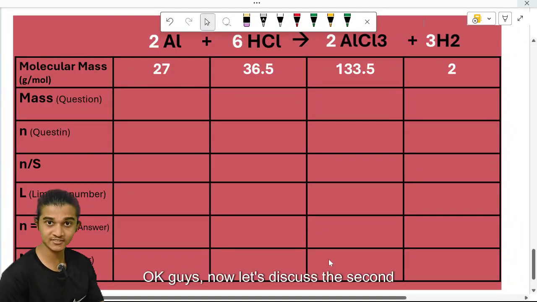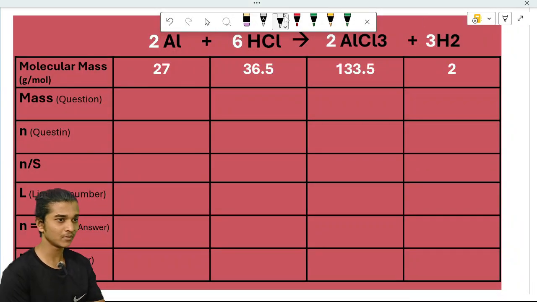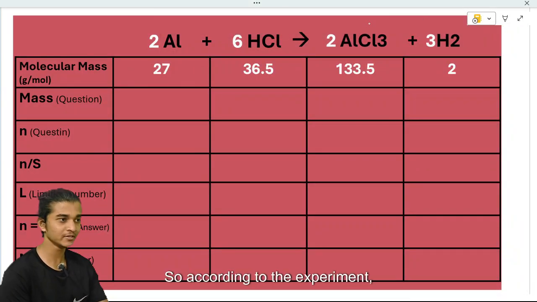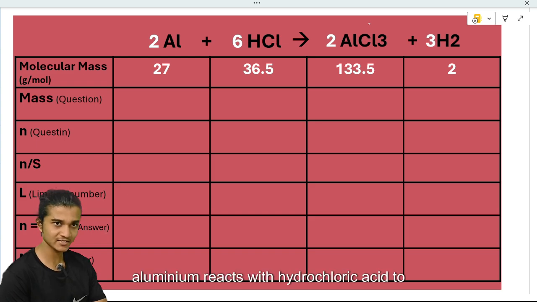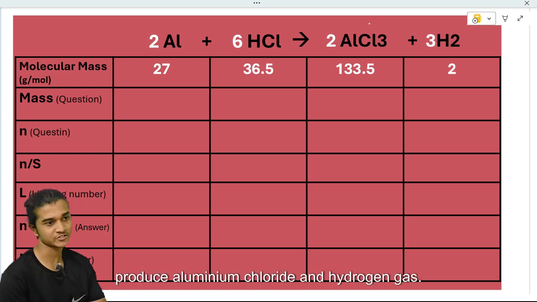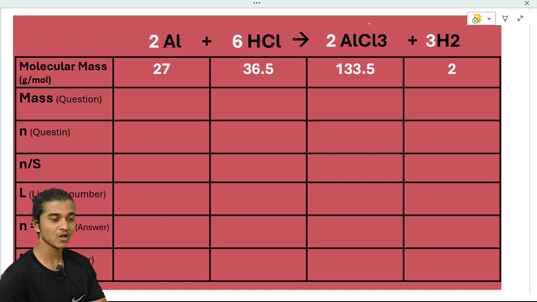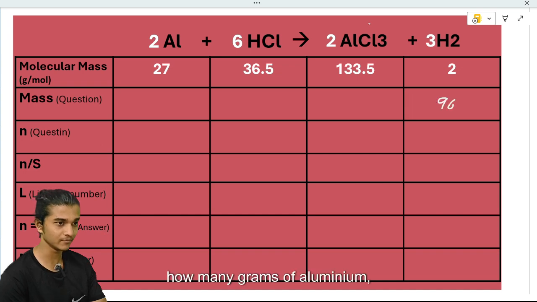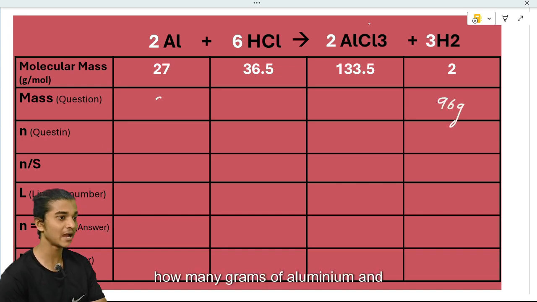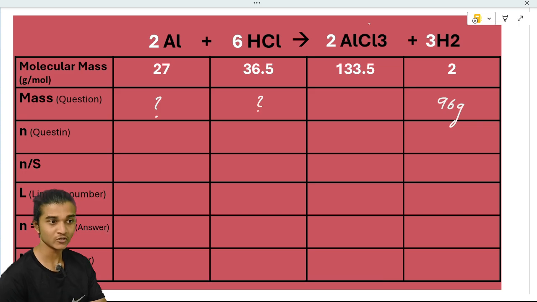Okay guys, now let's discuss the second problem. So according to the experiment, aluminum reacts with hydrochloric acid to produce aluminum chloride and hydrogen gas. Now our question was, how many grams of aluminum and hydrochloric acid should be taken to produce 96 grams of hydrogen?